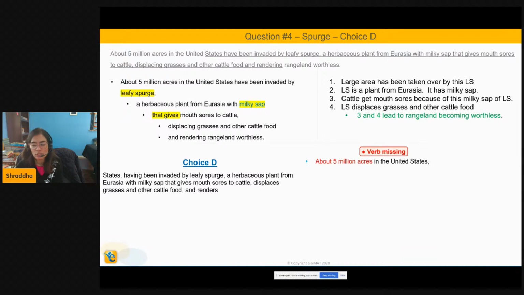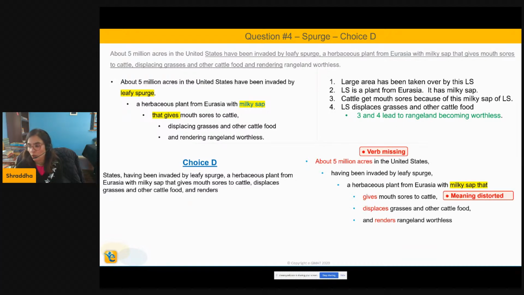Choice D looks very pretty. The parallel list looks so nice and so clean, and everything looks very pretty. But the main problem with this sentence is that the subject, 5 million acres in the United States, does not have a verb, because "have been invaded" has been turned into "having been invaded." So that's one blatant error that we have.